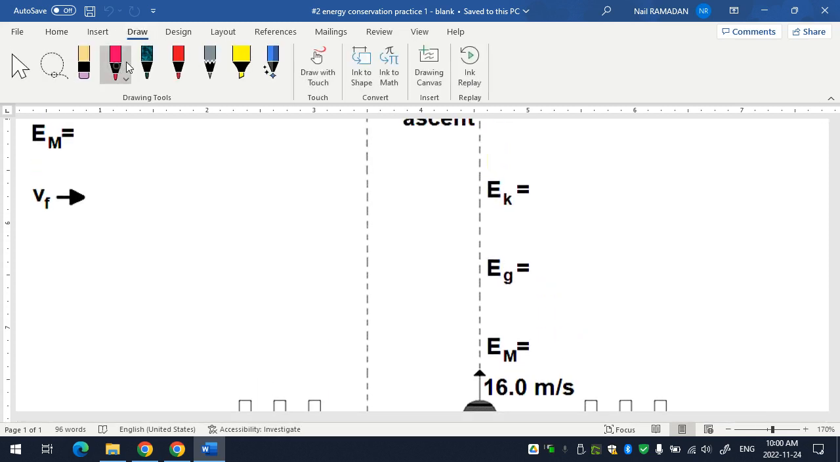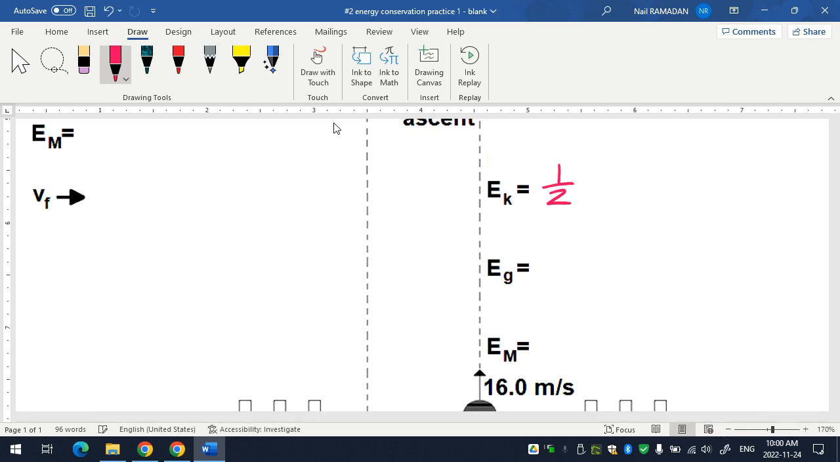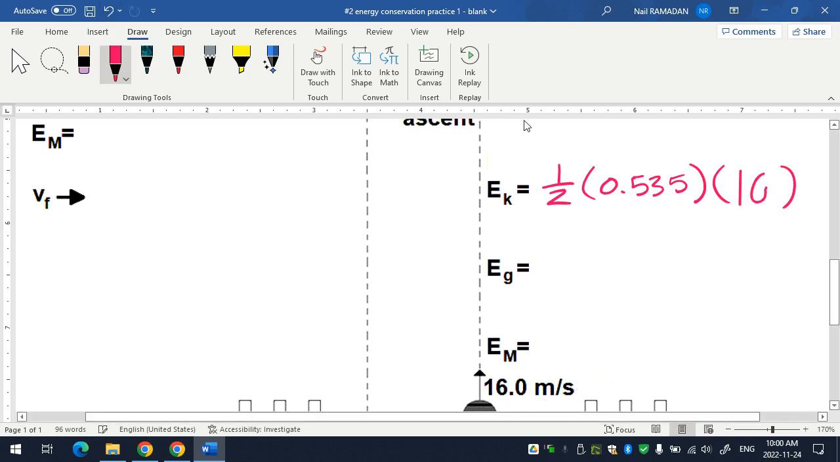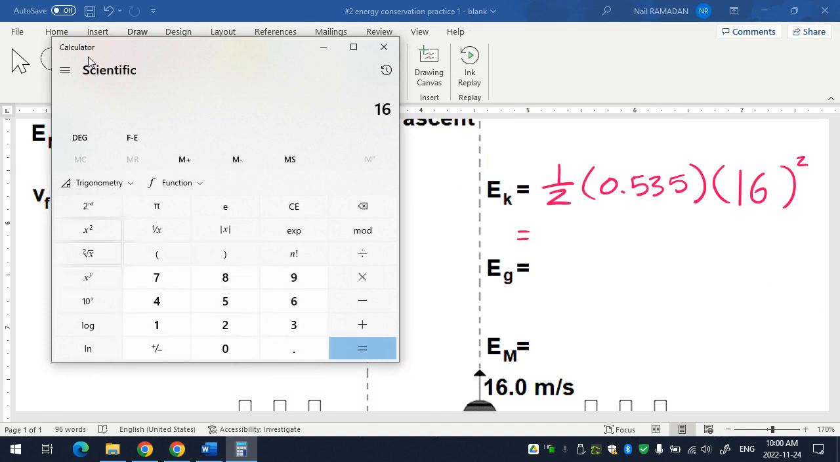What is the equation? Come on, people. Half times M. Well, we already have the number. What's the mass of the ball in kilograms? 0.535. And what's the speed right at this moment? 16 squared. Okay, 16, and sorry, v squared. Let's do this in one shot. Go ahead. So 16 squared is 256, times 0.535 times another half. 68.48.